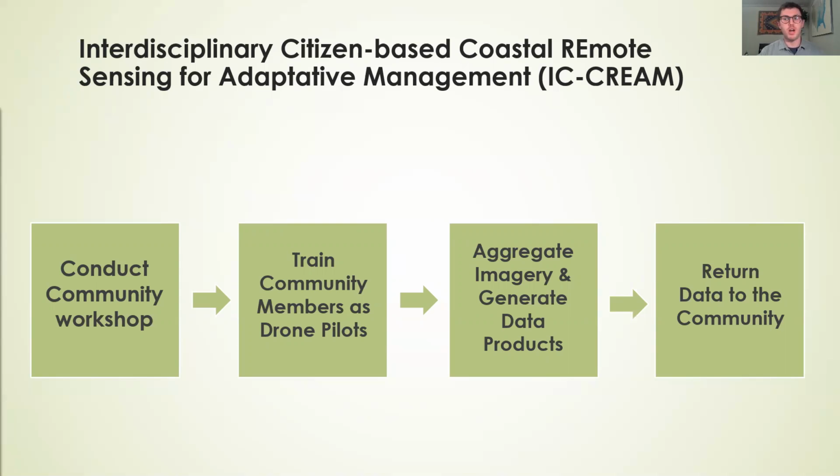The basic workflow of this project is that we identify coastal communities and establish a program in each one by putting on a workshop where we can identify potential citizen scientist pilots and gather baseline data about coastal hazards they are experiencing. We then spend time training the pilots to collect imagery, which we aggregate and generate data products from. We then return these data products to the communities to be used for coastal management.